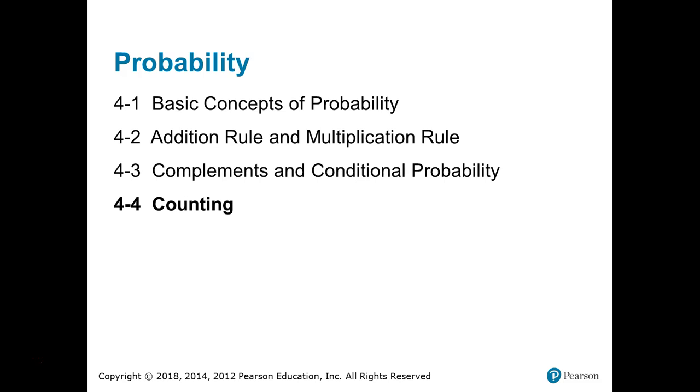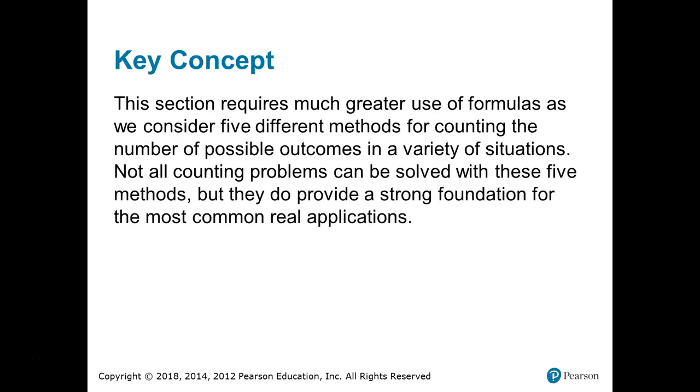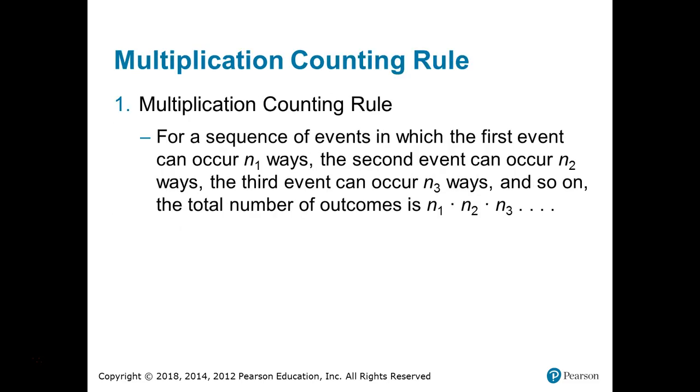No, this isn't counting as in 1, 2, 3, 4, 5. We are counting in the context of we want to know how many different possible outcomes we may have given a scenario. So this section requires a greater use of formula than we have been doing in the past. So it's a little bit more of plugging and chugging or using technology. But we are going to talk about 5 different methods for how to determine how many possible outcomes a variety of situations may have. Okay, so first we will look at the multiplication counting rule.